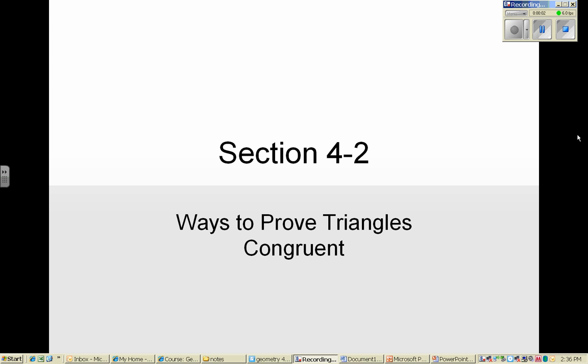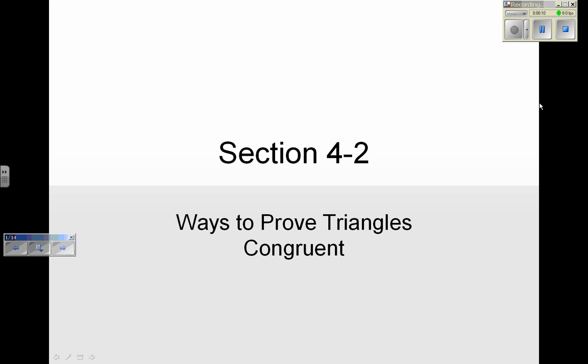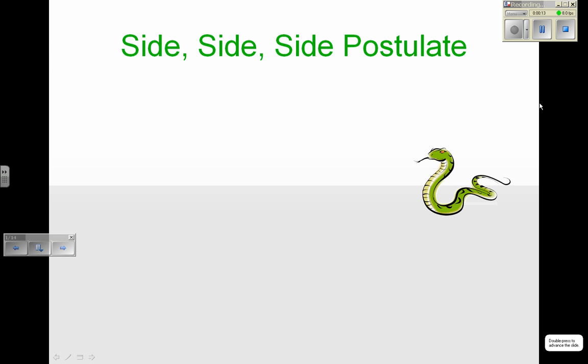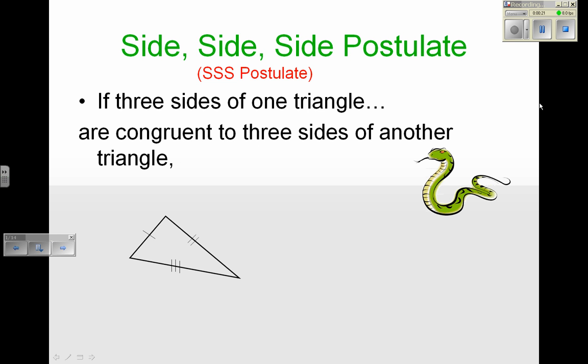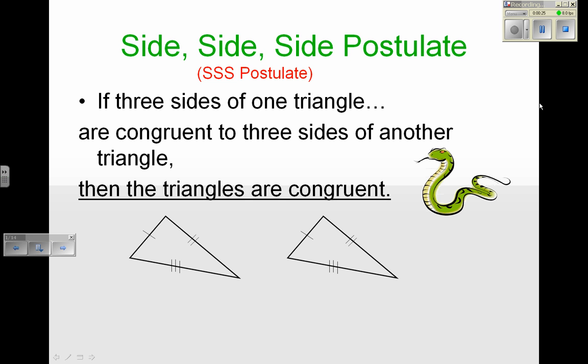Alright, we're very quickly going to go through section 4.2 here, ways to prove triangles congruent. And the first way to prove triangles congruent would be our side-side-side postulate, which says if three sides of one triangle, like these three, are congruent to three sides of another triangle, like these three, then the triangles are congruent.